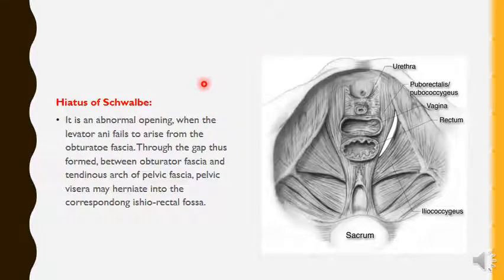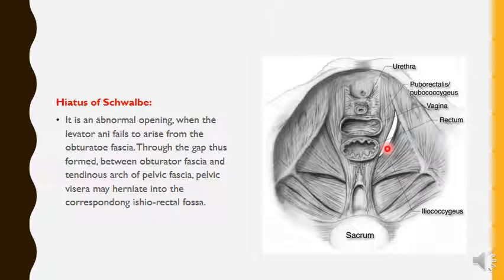One abnormal opening is called the hiatus of Schwalbe. This gap that you are seeing is the hiatus of Schwalbe, which is an abnormal opening, and this occurs when the levator ani fails to arise from the obturator fascia, okay. The few fibers which take origin from the obturator fascia, if they fail to arise, leave a gap, and this gap is known as the hiatus of Schwalbe.